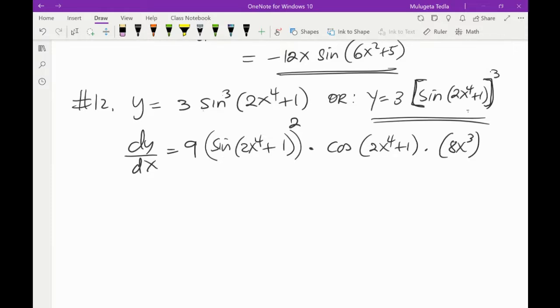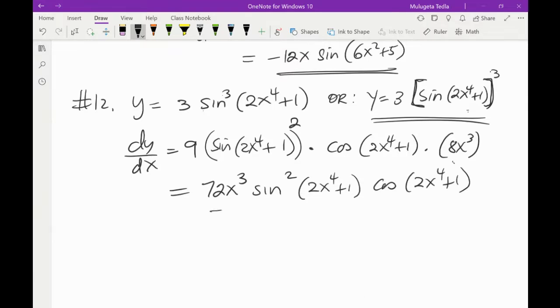So it's a chain rule and a chain rule. Two chain rules before you finish. So here I can bring this up front. So 9 times 8x cubed is 72x cubed. Sine squared of 2x to the 4 plus 1 times cos of 2x to the 4 plus 1 would be the final answer.